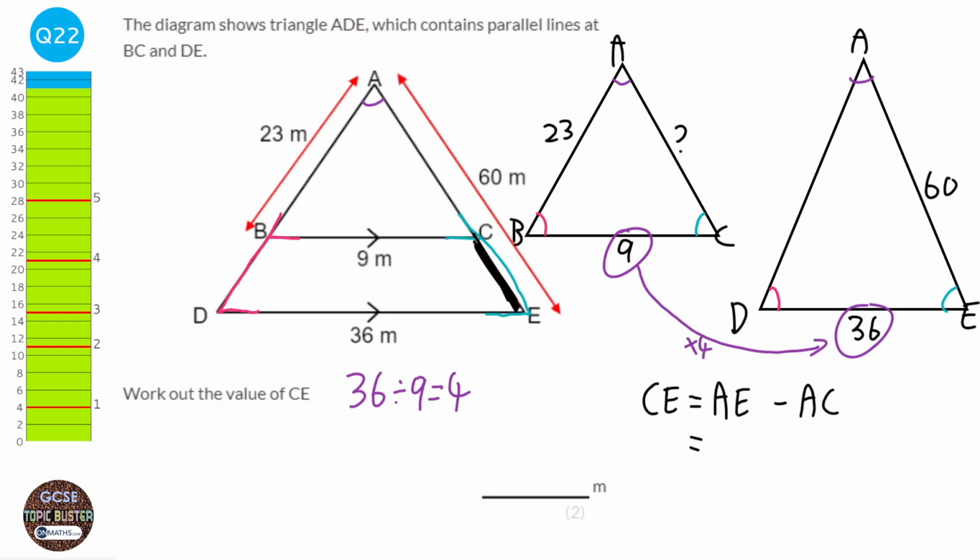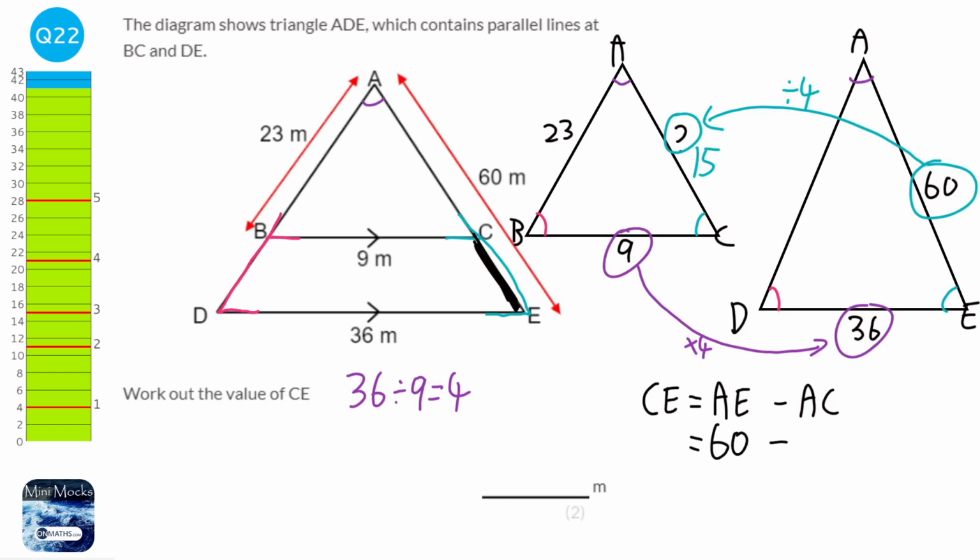So to get from the smaller triangle to the big one, we times it by 4. But here we need to find out what this one is. So one corresponding is this one. We're going from the big to the small. And so to work out from the big to the small, we've got to divide it by the scale factor. So divide it by 4. So 60 divided by 4 is 15. So we know what this one is. So AC is 15. And so we're going to do AE, which is 60, take away the 15. And that will tell us what CE is, which is 45. So our answer is 45.